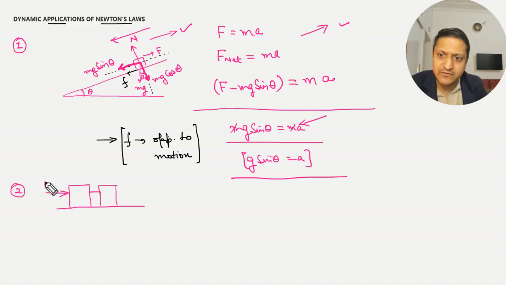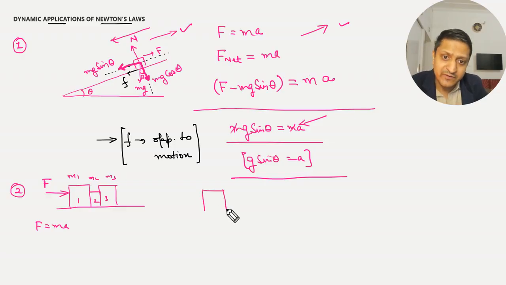So there could be forces that are getting applied over there. This is object 1, this is 2, and this is 3. So this is mass 1, mass 2, mass 3. So here, along with Newton's second law, the third law will also be used.